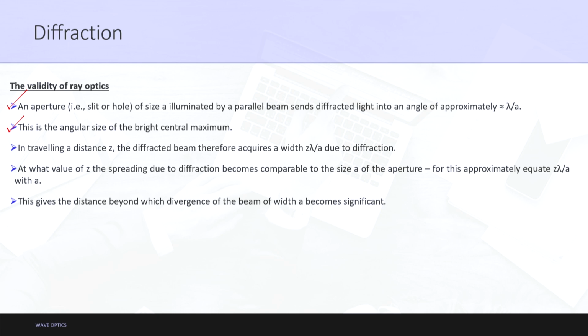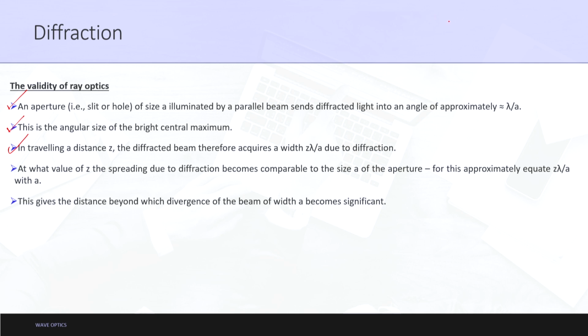In travelling a distance z, the diffracted beam therefore acquires a width z lambda by A due to diffraction. So this is the simple concept of diffraction here: as we move a distance z, the beam acquires a width of z lambda by A due to diffraction. The question now is, at what z does the spreading due to diffraction become comparable to the size A of the aperture? It will happen when we approximately equate z lambda by A with A.